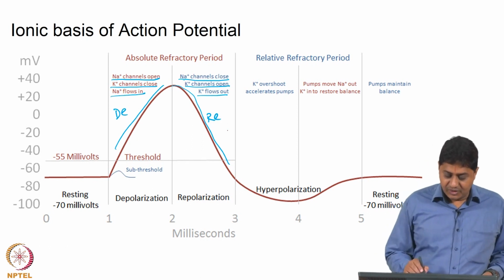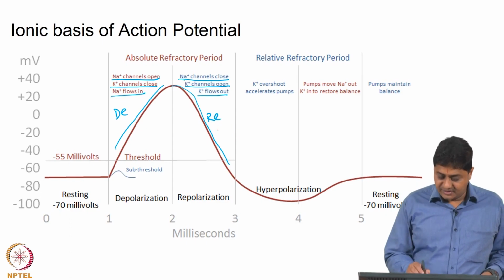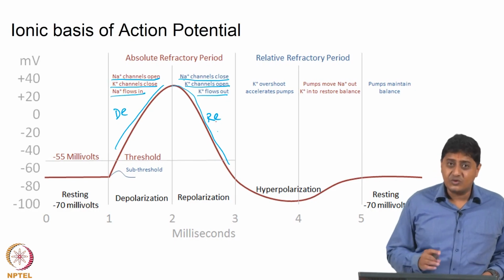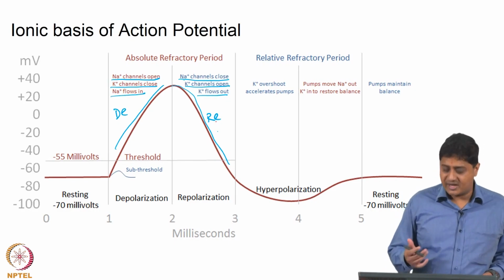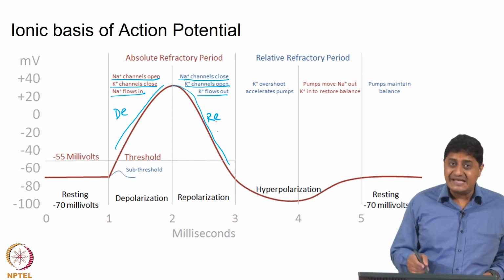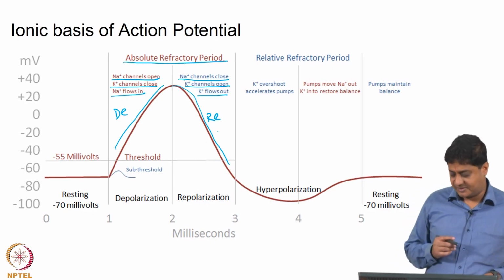There is a period during which you cannot cause one more action potential. Why? At around this time the inactivation gate of the voltage gated sodium channel is closed. So, whatever you do, you cannot activate it. During that period you cannot cause one more action potential by raising the membrane potential. That period is called as absolute refractory period.